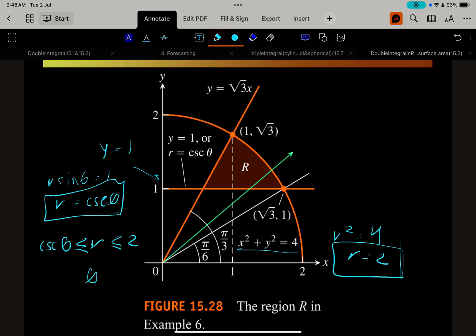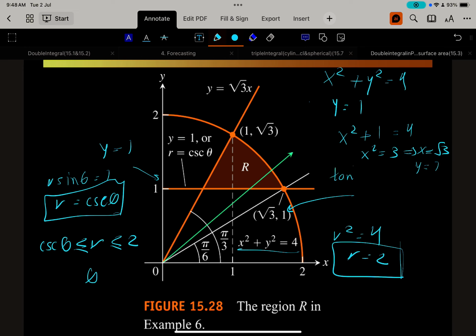And theta is just from, now we do have the points of intersection. These can be found easily by substituting the value of y into this function. We have x squared plus y squared equals 4 and y equals 1, so x squared plus 1 equals 4, so x squared equals 3, x equals root 3, and y is 1. To find the angle, tan theta equals y over x, which is 1 over root 3, and this gives the angle pi over 6. This is our lower theta.